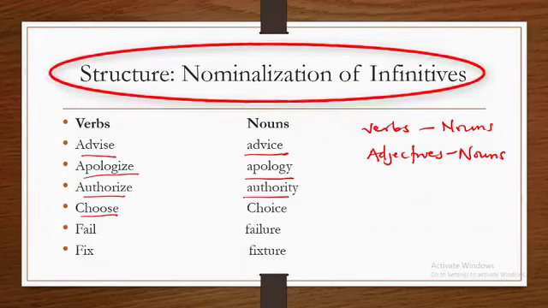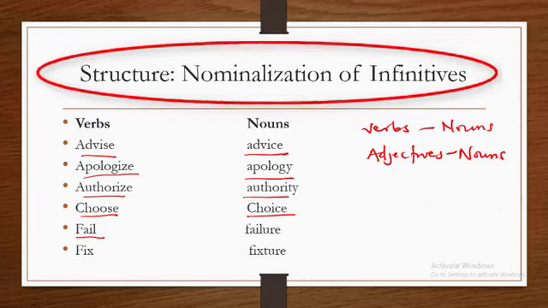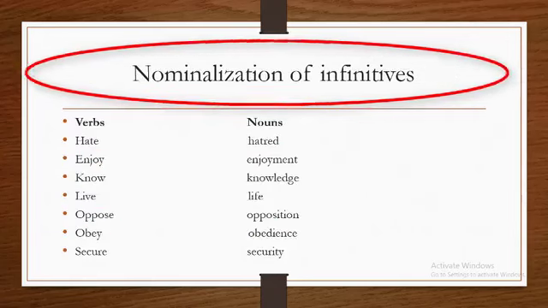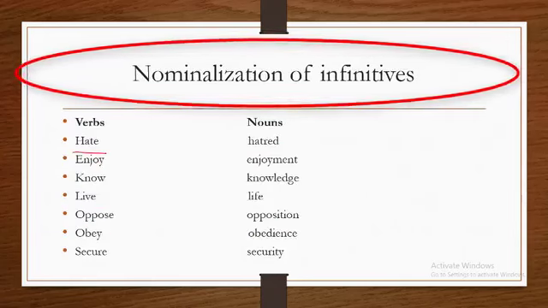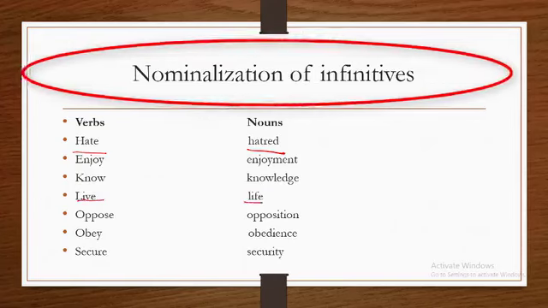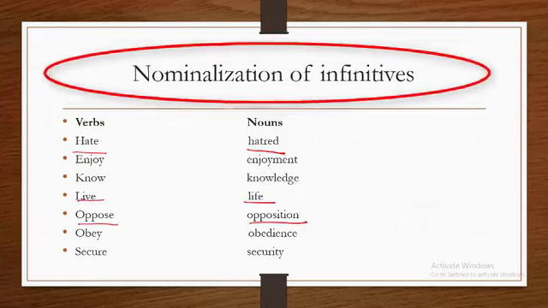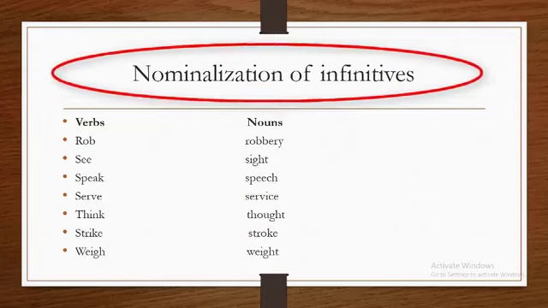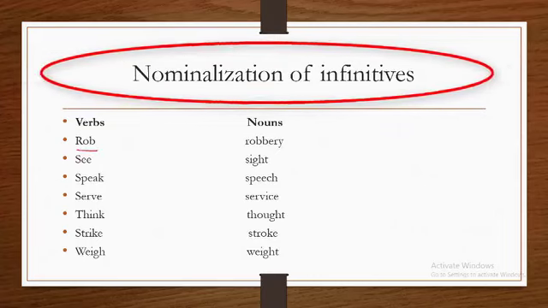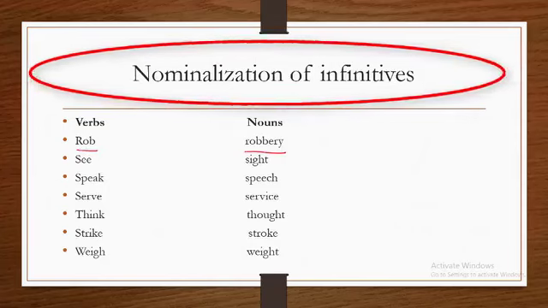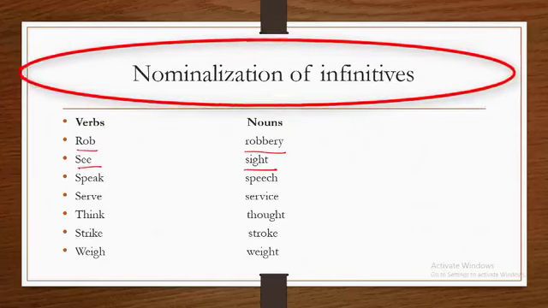Choose is a verb. Choice is a noun. Fail. I failed is a verb. Failure is a noun. Okay, if we go further, we have hate is a verb. Hatred is what? Noun. Leave is a verb. Life is a noun. Oppose is a verb. Opposition is a noun. I believe you're getting this. Then we also have rob. Okay, you robbed me. Okay, then the noun is what? Robbery. Okay, we have see as a verb. Then we have sight as a noun.